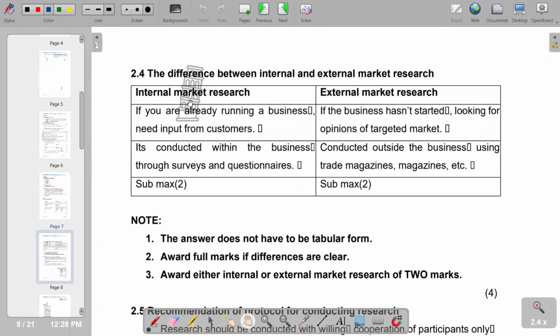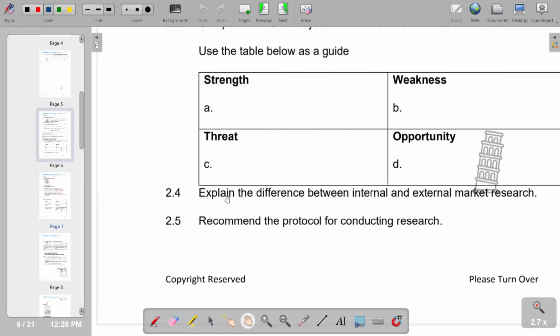So we are seeing that internal market research is something that is coming from inside or within the business, whereas external is coming from outside. So opinions of the targeted market means it is coming from outside. Then internal market research is conducted within the business through surveys and questionnaires, whereas external market research is conducted outside the business using trade magazines or magazines. So this is what we have on that part.